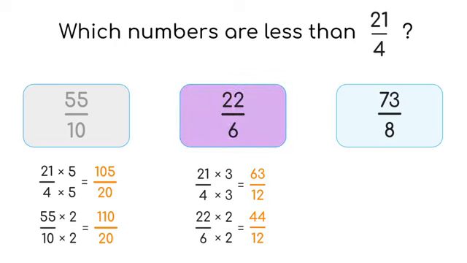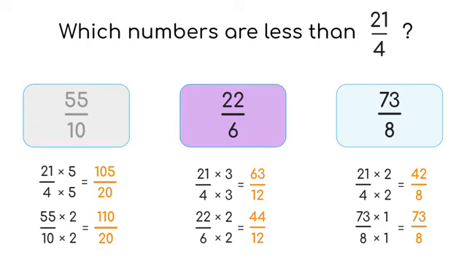Since we want to find all the answer choices less than 21/4, we need to check our last one, 73/8, as well. The least common denominator for 4 and 8 is 8, so 21/4 can be rewritten as 42/8, and we don't change 73/8 at all. 73/8 is larger than 42/8, so this answer choice is not correct. After comparing each fraction, we can see that 22/6 is the only fraction that is less than 21/4. Great, let's try one last example.